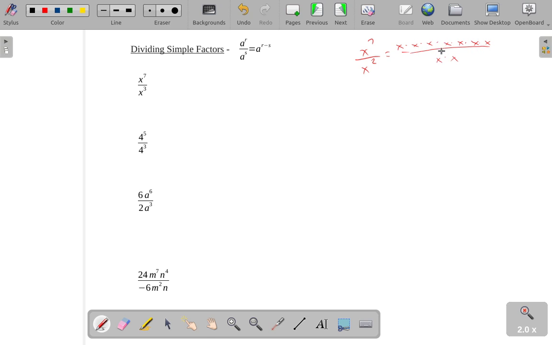And so when we do some cancellation here, what ends up happening is that x cancels with that one, that x cancels with that one. We end up having, well, it looks like the 7 minus the 2, we end up with 5 x's left over. That's what this rule says.